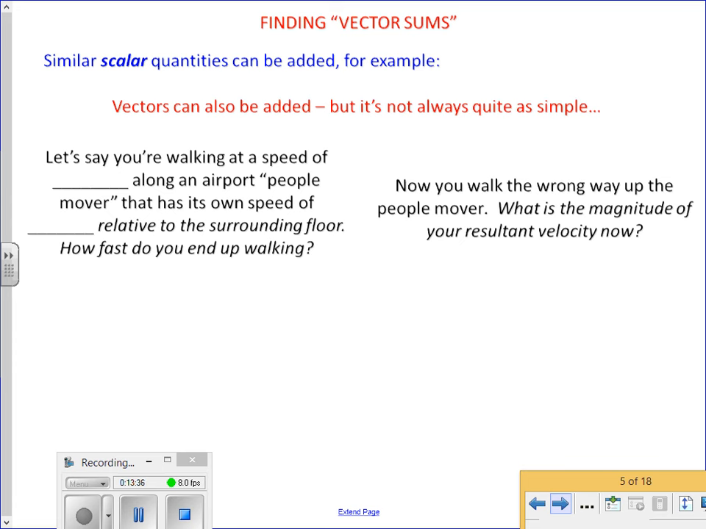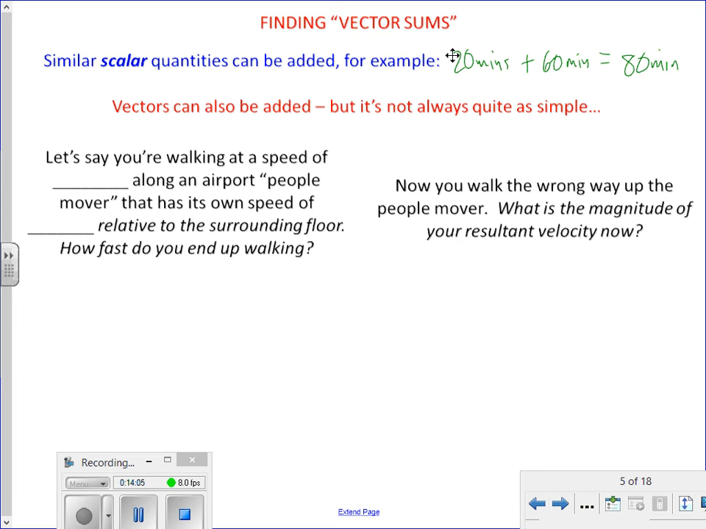Now, vector sums. Scalars can be added. Like, you spent 20 minutes on one homework assignment, and you spent 60 minutes on another homework assignment. You spent a total of 80 minutes on your homework. Sure, no problem, right? Vectors can also be added, but it's definitely not always quite as simple.